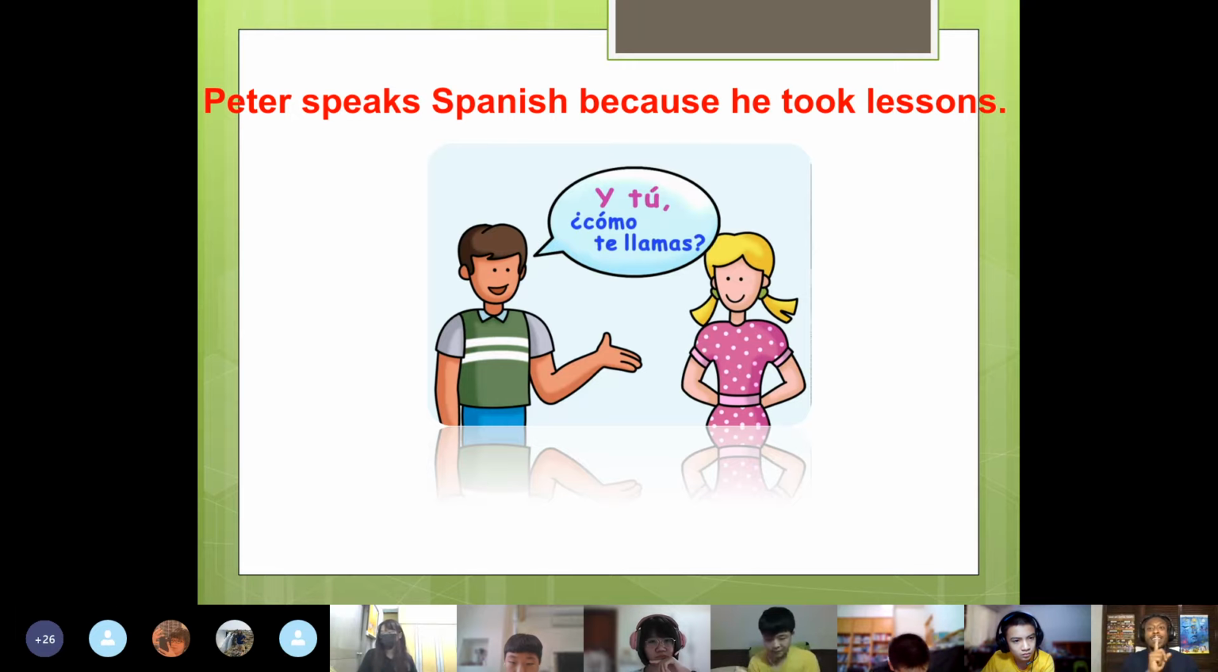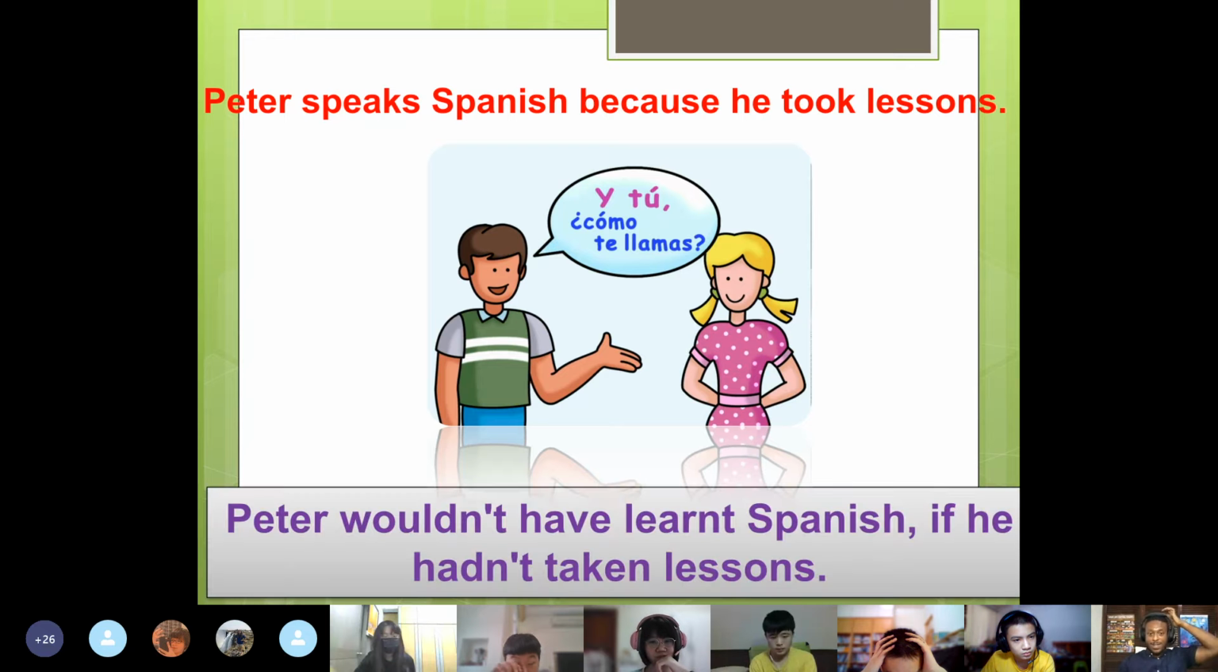So if he hadn't taken lessons, Peter wouldn't have spoken Spanish. So he wouldn't have spoken Spanish. So if he hadn't taken lessons, he wouldn't have spoken Spanish. So just slightly different on our verbs, turning that to taken lessons: if he hadn't taken lessons.